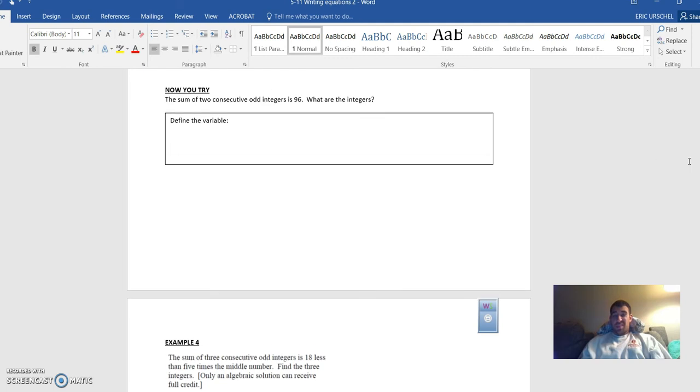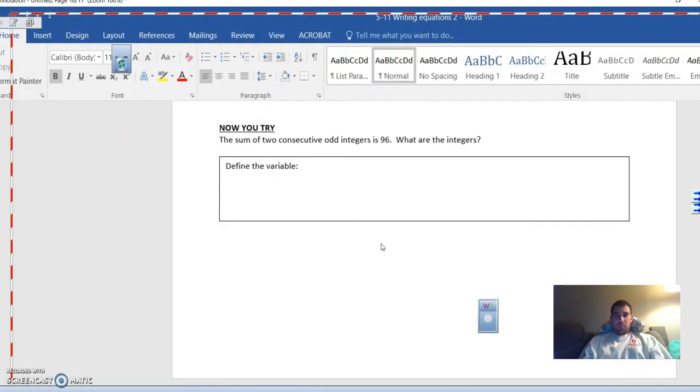Okay, if you feel like you got this and you understand it, go and try the next one on your own. If you're still wishy-washy on it, just follow along with me. If you try it on your own, awesome. If not, here we go. So, odd integers. Remember, that means they're going to be 2 apart from each other. So first, we're going to say x is the smallest integer. The next integer, since it's an odd integer, is going to be 2 more than x.